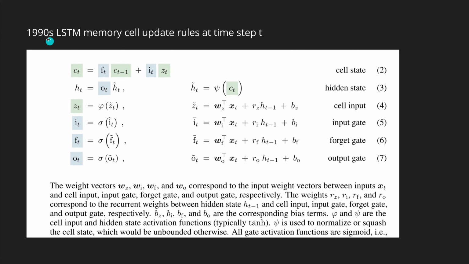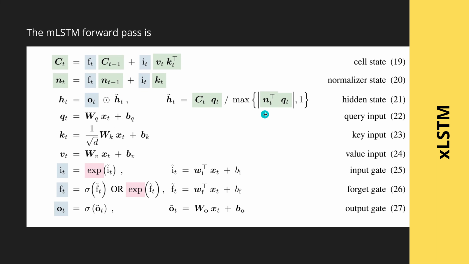Now, remember the 1990s LSTM memory cell update rules at the time step t. This is all there is. Please focus on the input gate i at the time step t. We just had a sigma function. For the forget gate at the time t, we also had a sigma function. Now, if you compare this to our latest, just 2-day-old new exponential gating function, you see instead of the sigma, we have an exponential function and a second exponential function for the input and the forget gate.